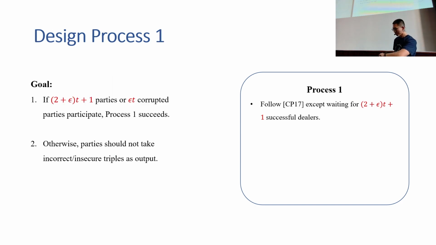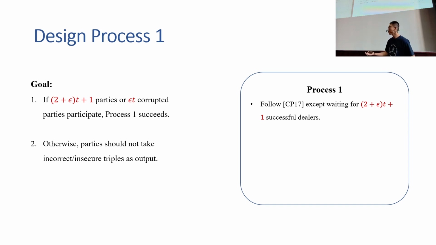Okay, so now our concrete goal is that for the first process, we want to ensure that if enough parties participate, then it should succeed. So we give the requirement here: if 2 plus epsilon times t plus 1 parties, or epsilon t quadriparties participate, then the first process should succeed. I want to mention that because we know all the n parties will participate, if we have epsilon t quadriparties participate, then this means that there will be a sufficient number of parties.